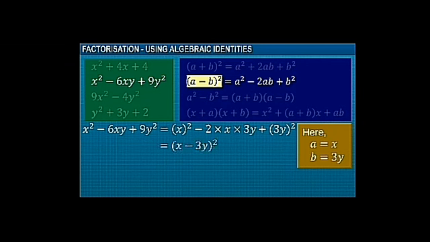So it is in the form of a square minus 2ab plus b square, which is a minus b whole square. That is x minus 3y whole square, which is x minus 3y into x minus 3y.